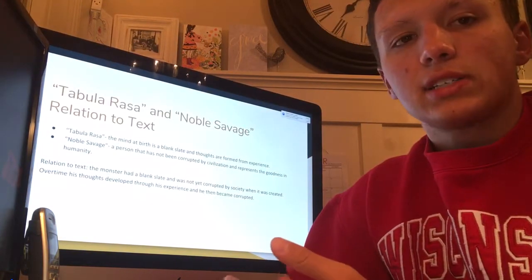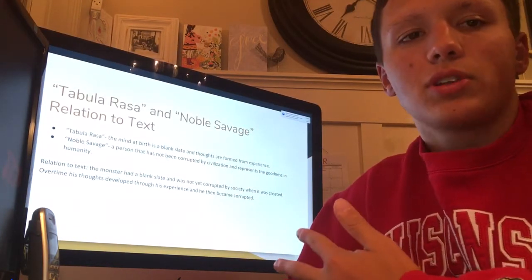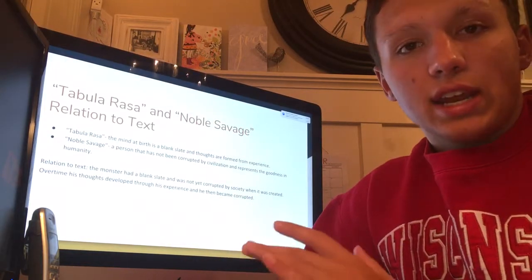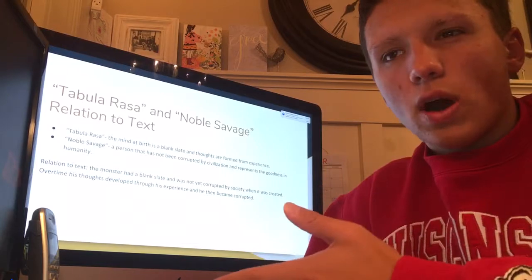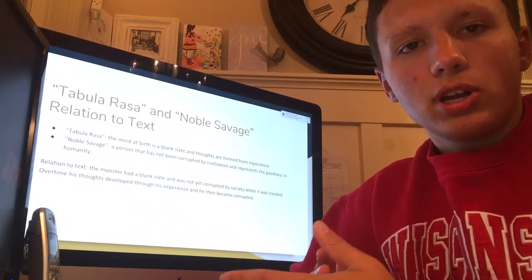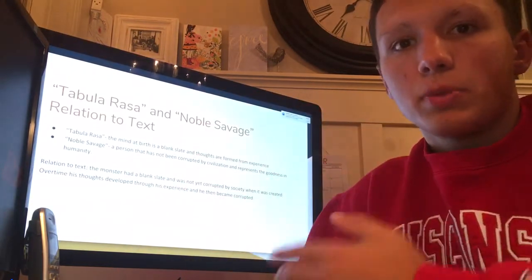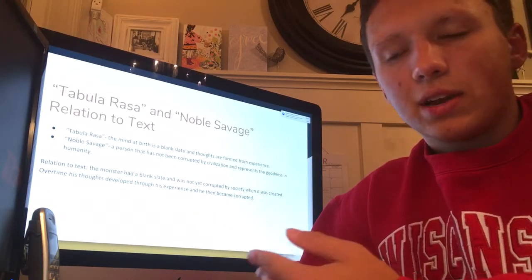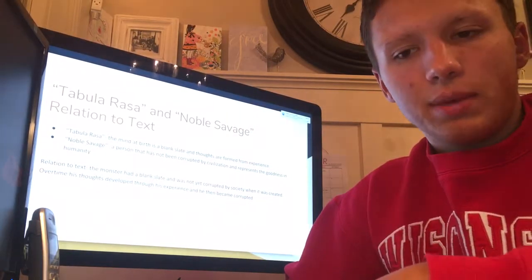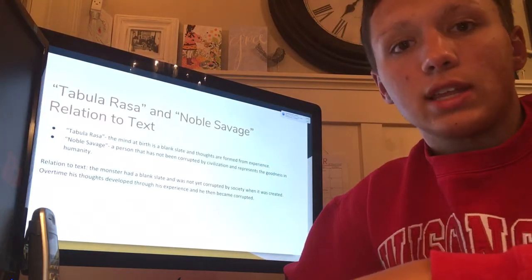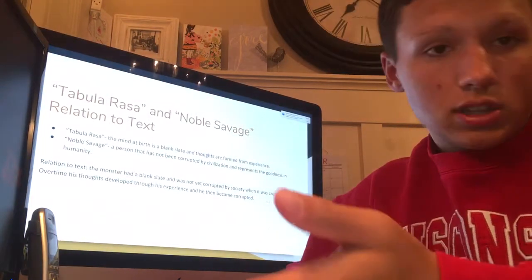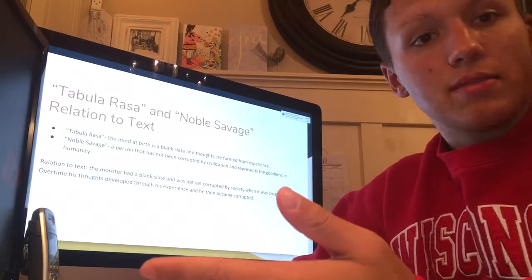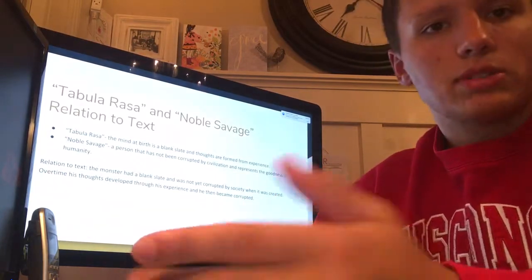So this relates to the text because when the monster was originally born or created, he had a blank slate and he didn't know how society worked yet. He had no experiences. So then he wasn't corrupted, which makes him a noble savage. And over time, this went south because he became corrupted because people in society thought he was ugly, and he became not liked and hated for his ugliness, and then he became corrupted.